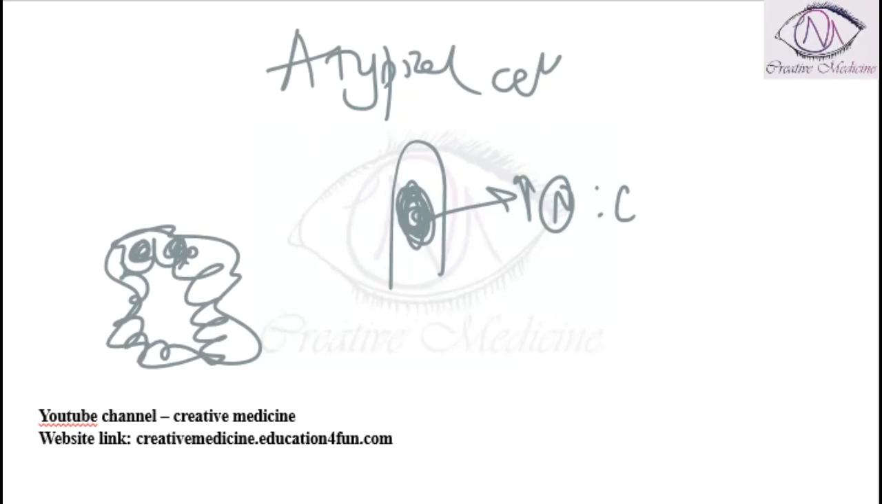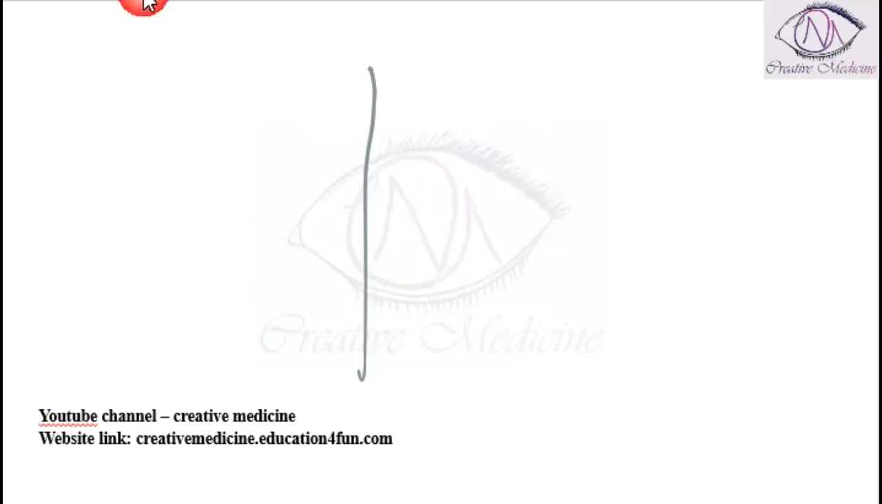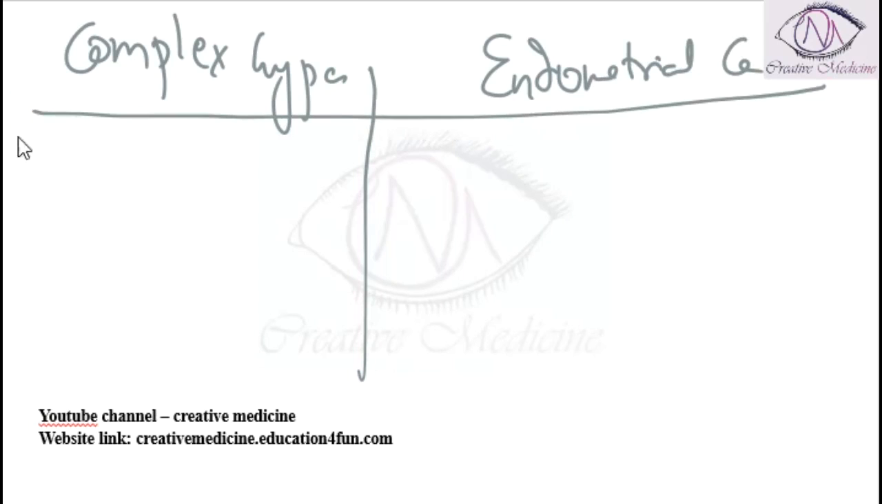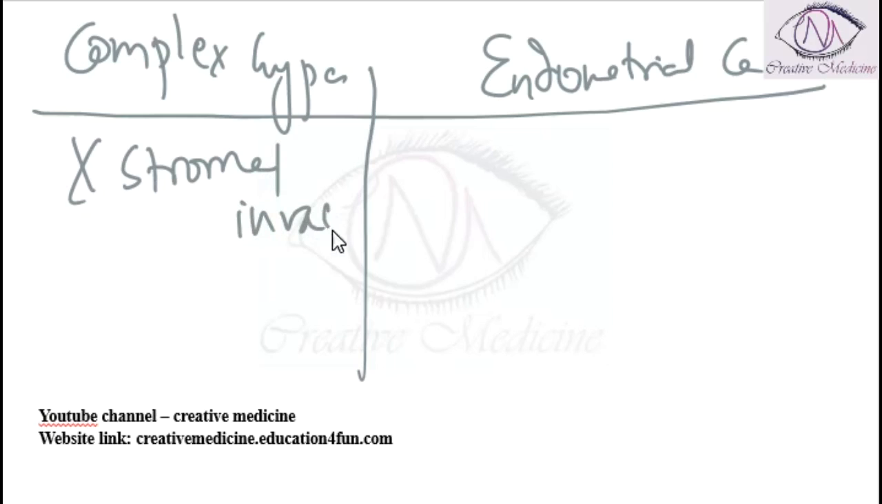Differences between complex hyperplasia and endometrial cancer. Complex hyperplasia with atypia will not have any stromal invasion. Note, sometimes simple hyperplasia without atypia looks like a Swiss cheese pattern. So this type is called metropathia hemorrhagica. So in complex hyperplasia with atypia, there is no stromal invasion, whereas in endometrial cancer, stromal invasion will be present.